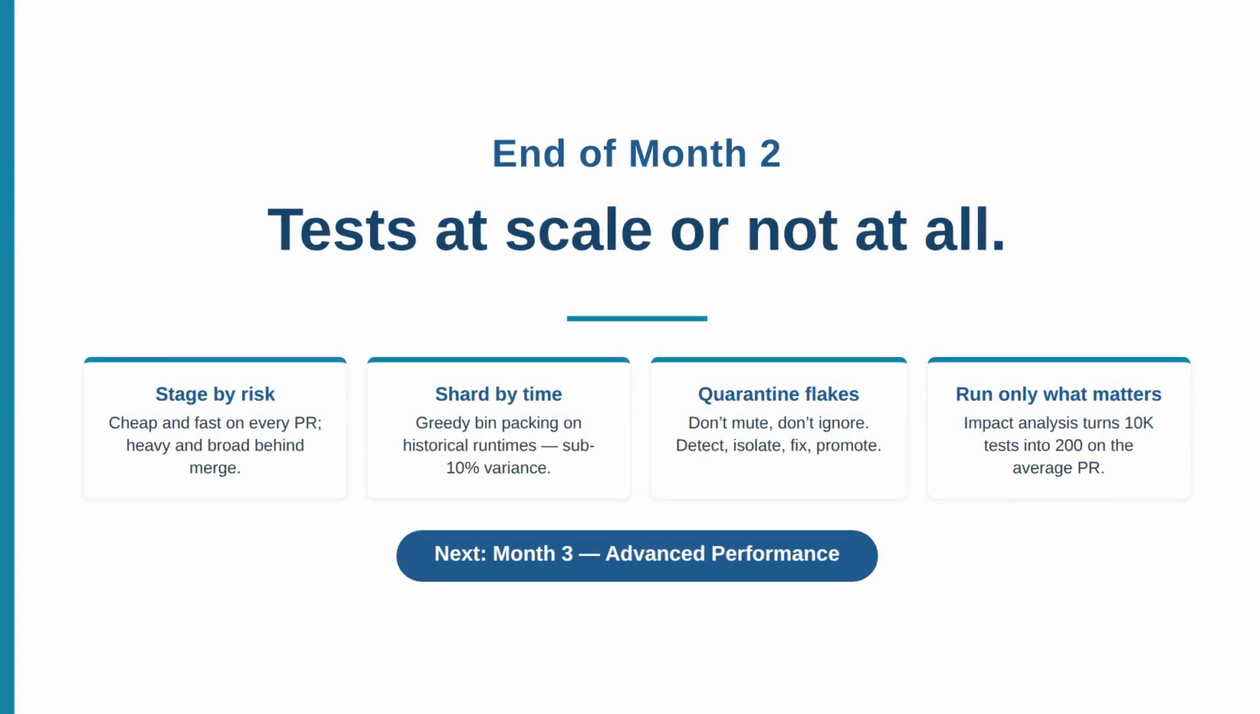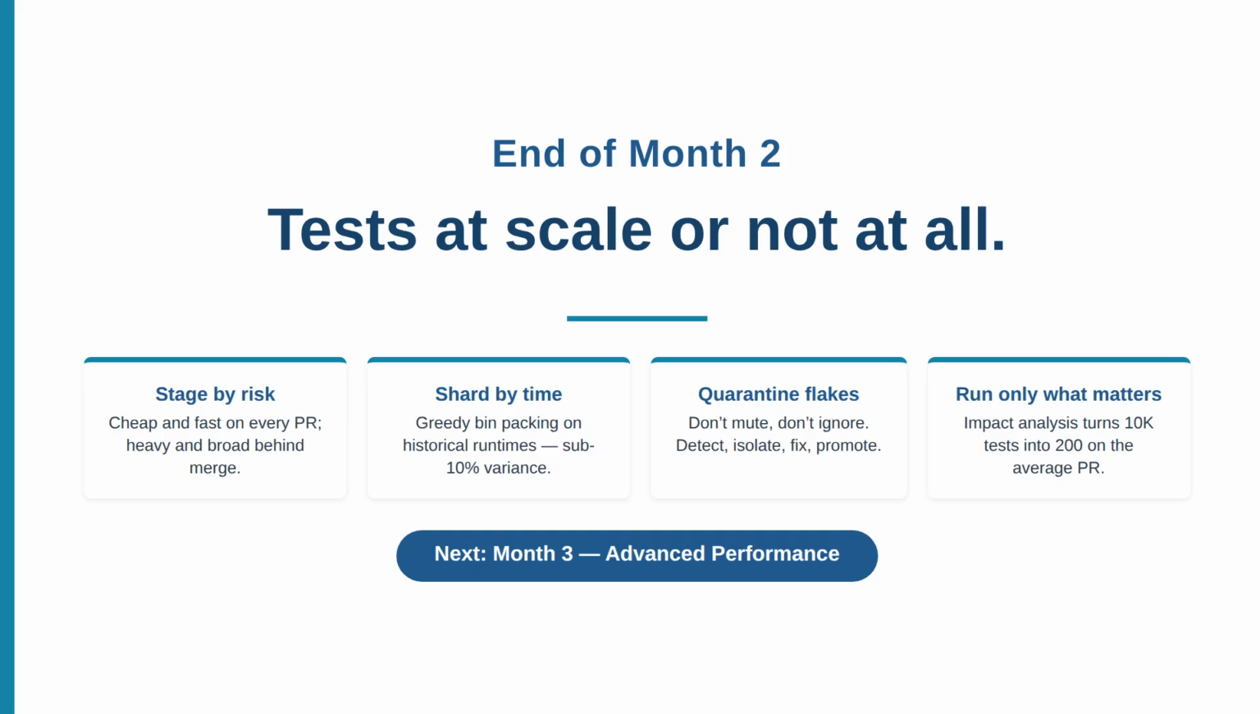To close, 4 principles to take away from this session. Stage by risk. Keep cheap and fast tests on every pull request. Push heavy and broad tests behind merge to protect review velocity. Shard by time. Greedy bin packing on historical runtimes delivers under 10% variance. It's the right default for most teams. Quarantine flakes. Don't mute them and don't ignore them. Detect, isolate, fix, and promote through a structured lifecycle.